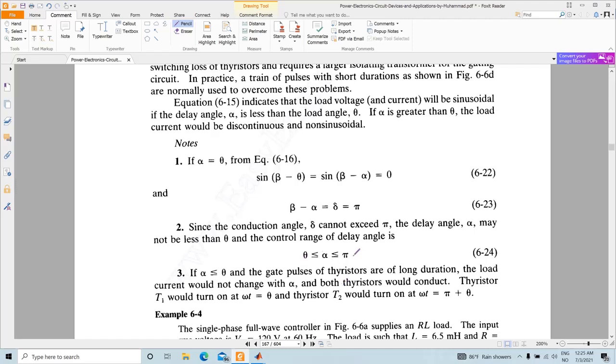So for controlling purposes, if alpha is less than theta, we basically do not have any impact of alpha on the load current. That means we can no longer control the output load RMS voltage. So to have controllability, our alpha should lie within the range of theta and pi, so it should be higher than theta and less than pi.